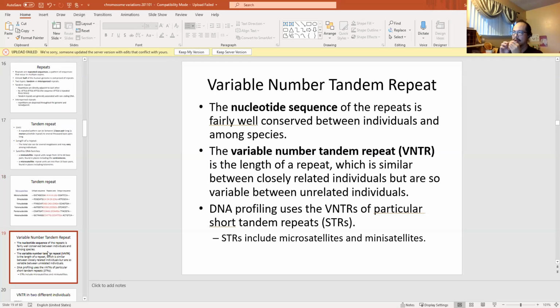The number of the repeats are different between individuals. So this is the term called the variable number tandem repeats, VNTR. These VNTR are different between individuals. So we can use this to conduct a DNA profiling. Sequence is very much the same. Location is very much the same, but the lengths are different.